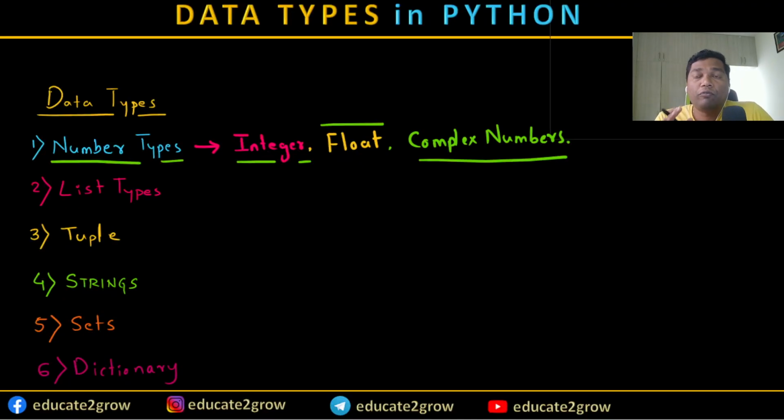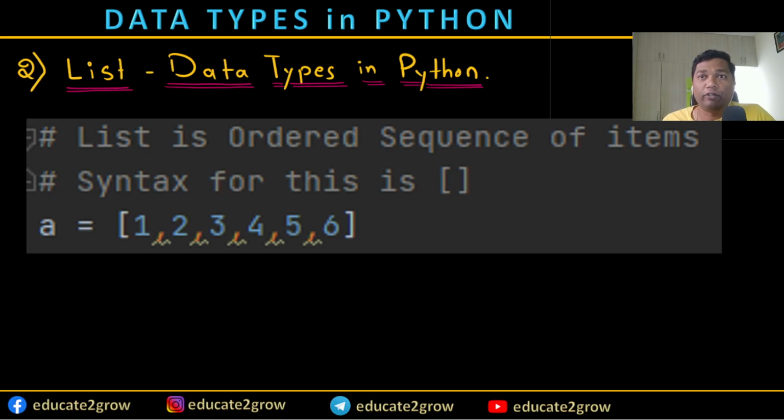Okay, so far we have done the numbering type of dataset. Okay, this is done. Now let us concentrate on the second part, which is list type. So let's get into the list type. What exactly is list type and how can it be represented in the program?